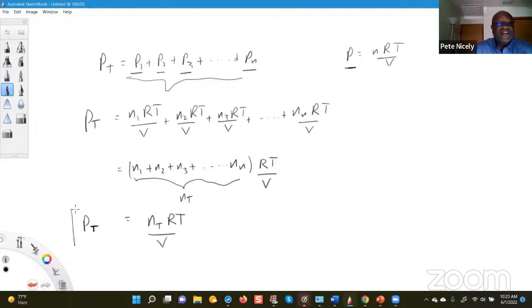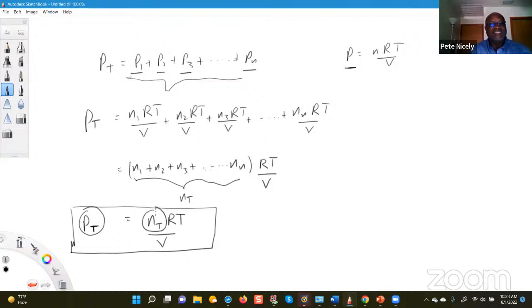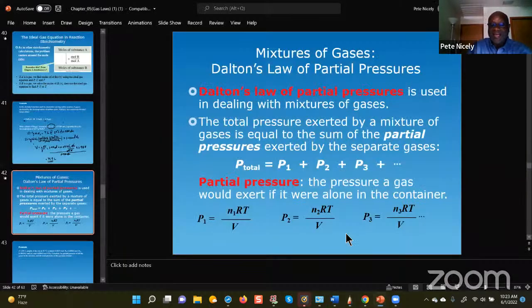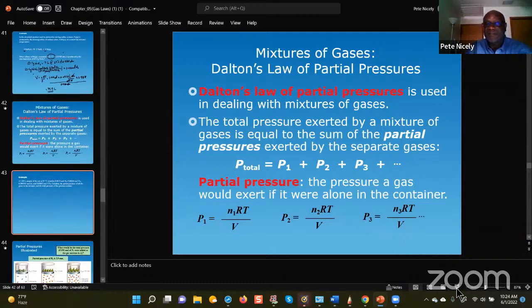So this is another expression that you need to be aware of, which is the consequence of the ideal gas equation applied to each gas and Dalton's law, all right? So what this is telling you is that the total pressure of a gaseous mixture would be equal to the total sum of the moles of all the gases in the mixture times R times T divided by the volume, and that will give you the total pressure of the gaseous mixture, all right? So that's another expression that you need to be aware of. Okay, so let me go back to the PowerPoint here.